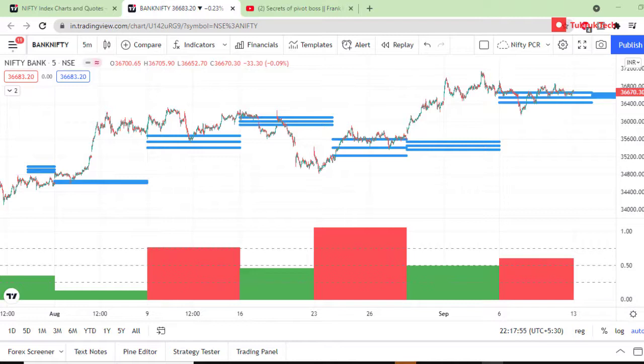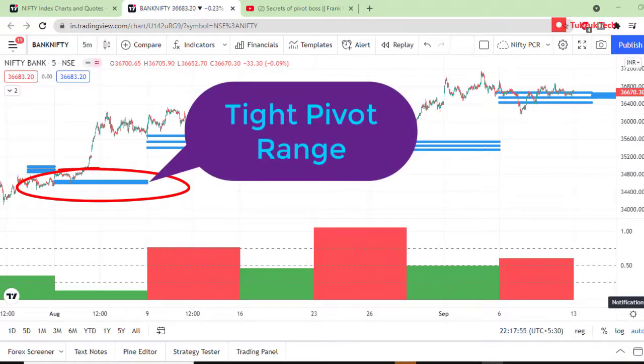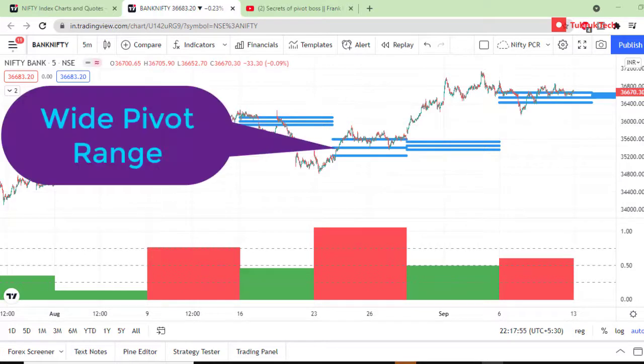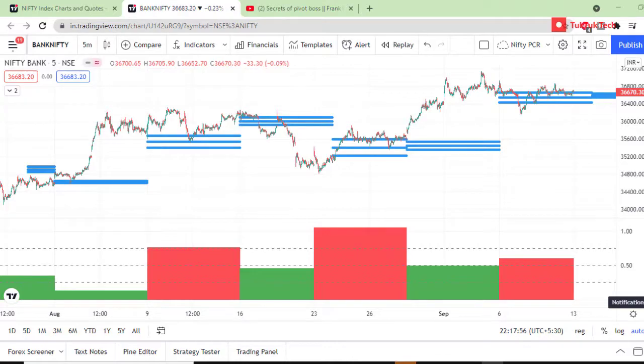If the pivots are abnormally tight, the market has a higher tendency to break out and trend. Conversely, an unusually wide pivot range typically results in a sideways or trading range market.